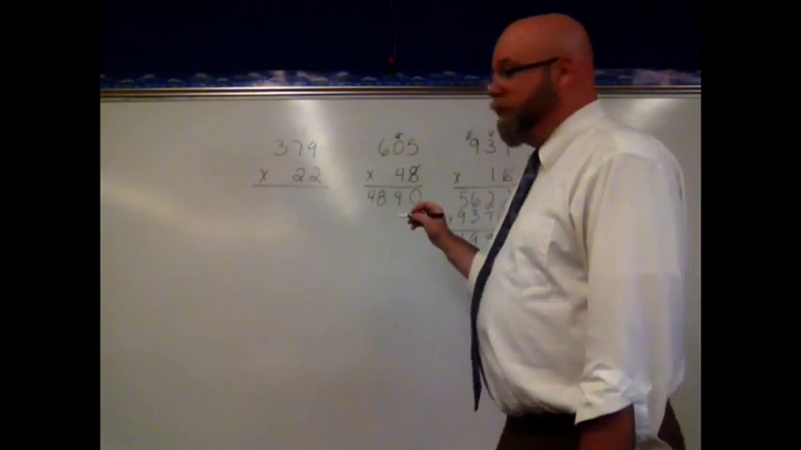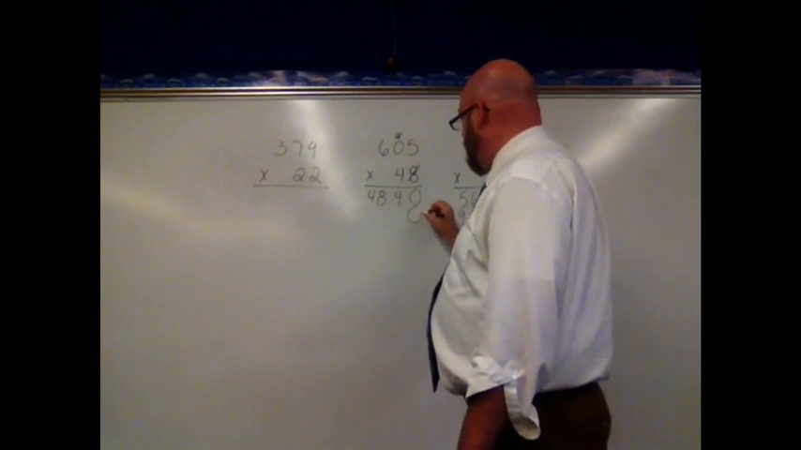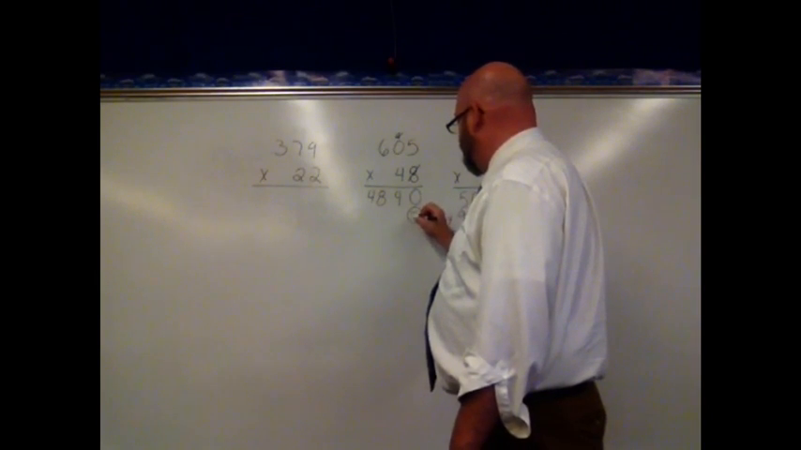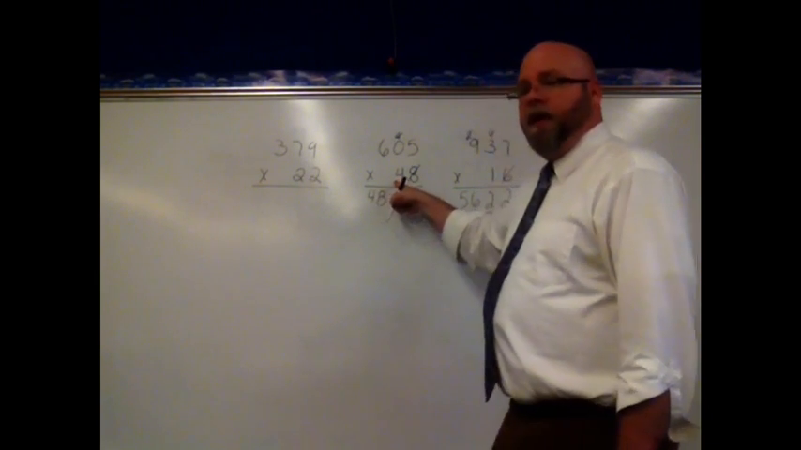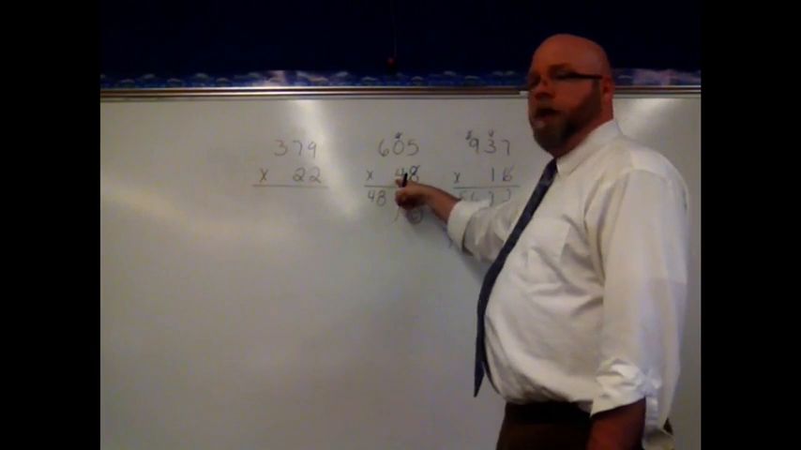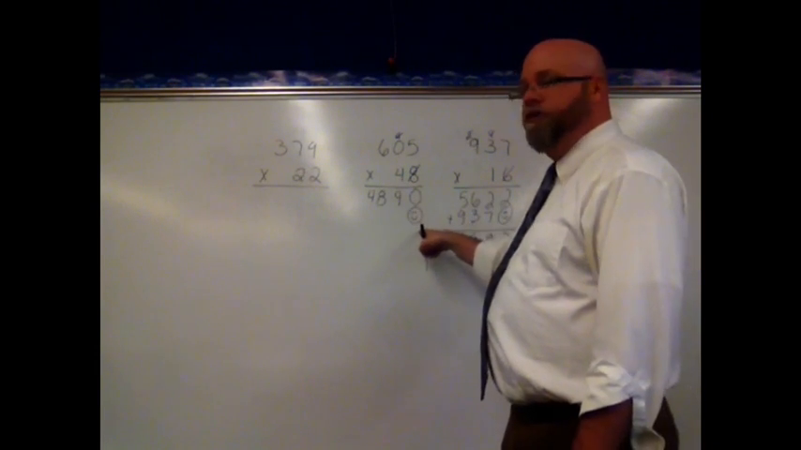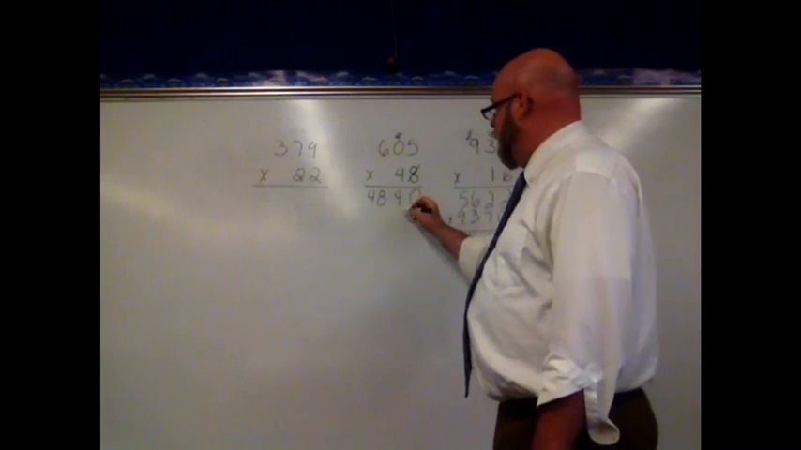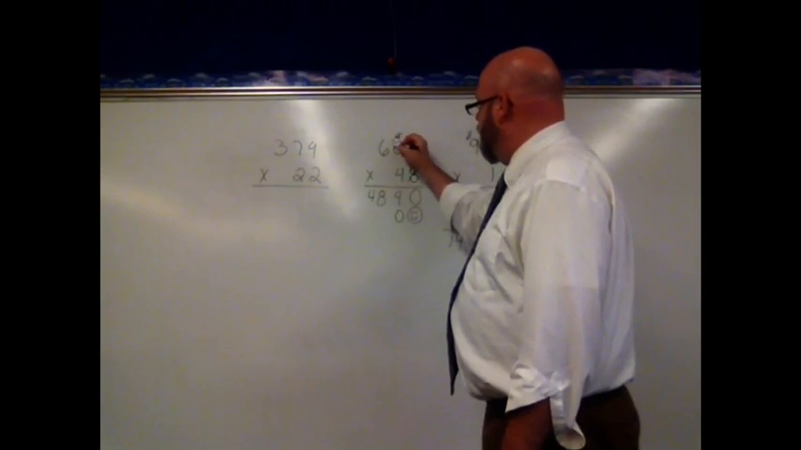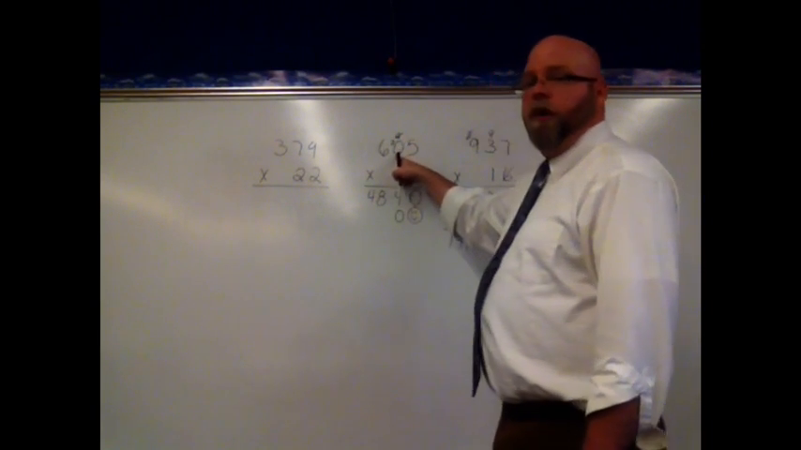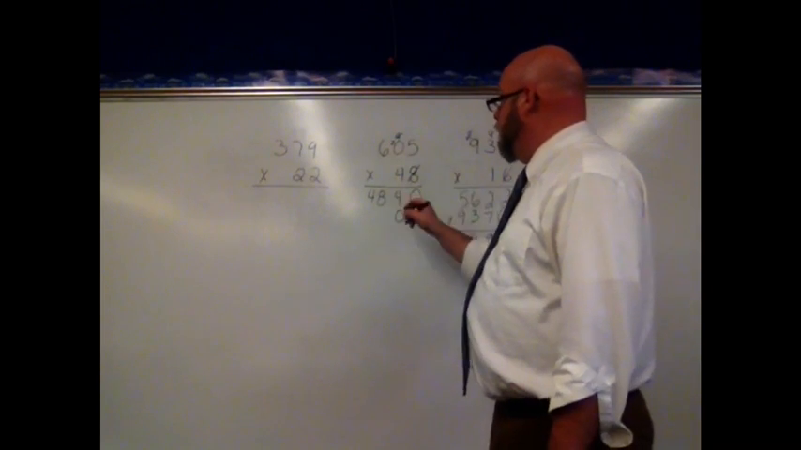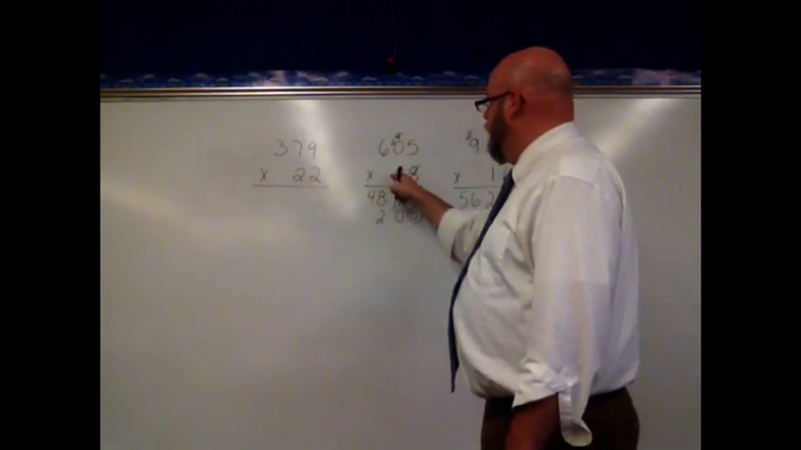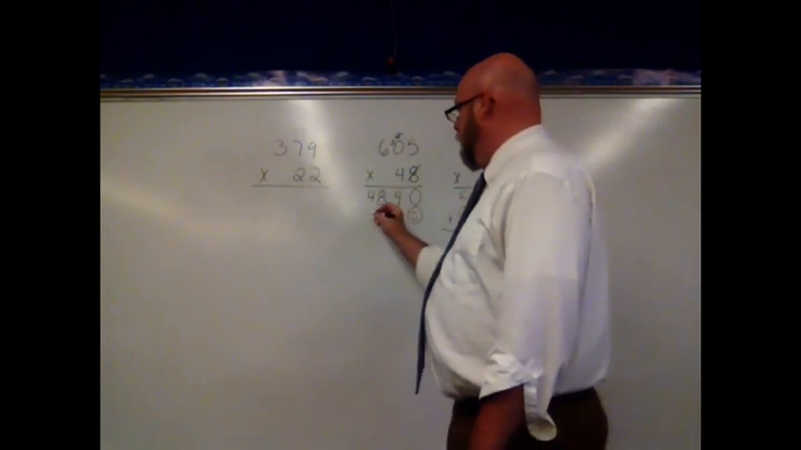I add my second row 0 to remind me when I multiply by this 4, it's really multiplying by 40. And the 0 goes there to remind me of that. 4 times 5 is 20. I carry my 2. 4 times 0 is 0. Plus 2 is 2. And 4 times 6 is 24.